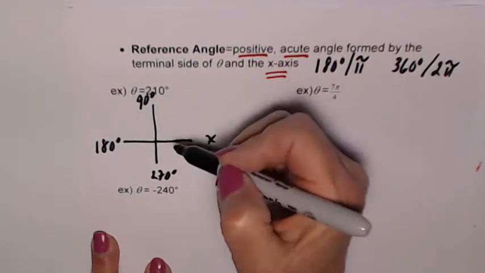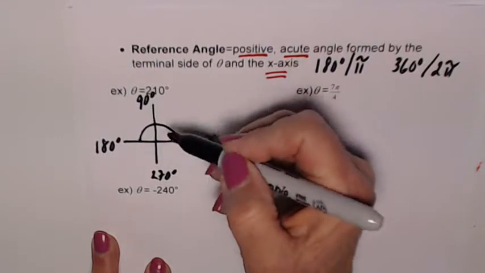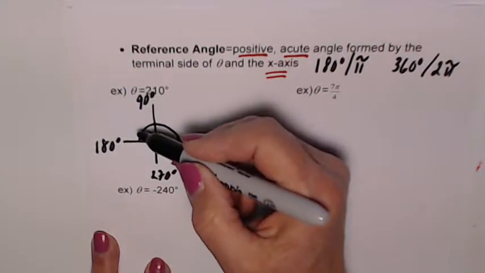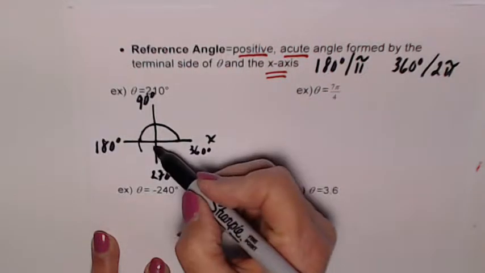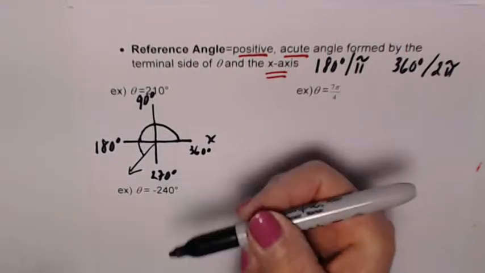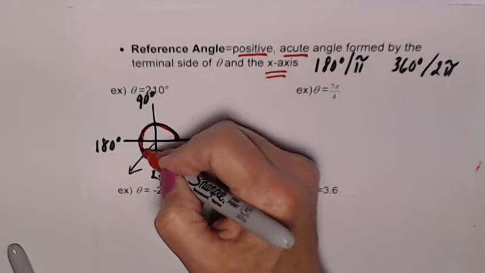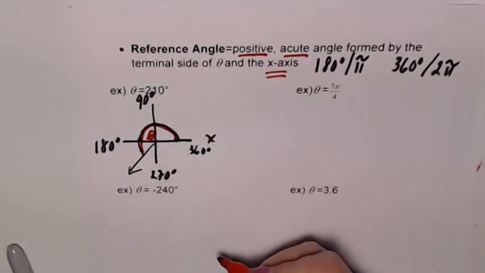We're moving in the counterclockwise direction. We go to 90, we go to 180, and now 210 is bigger than 180, so we continue to go. We're less than 270, so we're going to end somewhere around here. So this angle here represents our theta of 210 degrees.